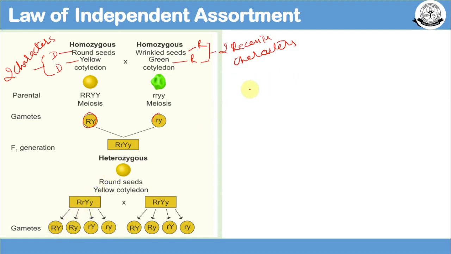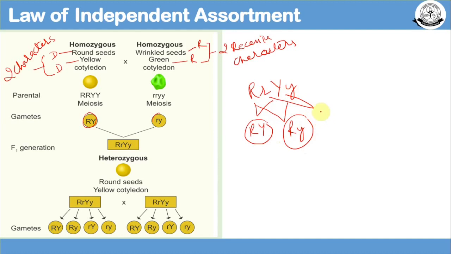For example, if you see R and Y, how many combinations can be formed? Let's check it out. One combination is RY, or otherwise, or both recessive. Now you can see that all these gametes possess both the characters, and these characters are independent from one another. So there are chances that they will make a different combination.